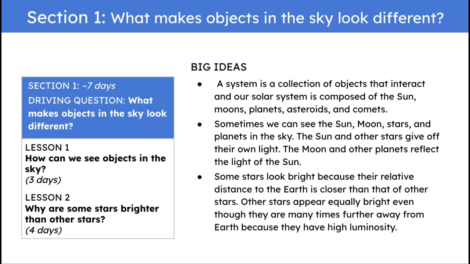Some stars look bright because their relative distance to Earth is closer than that of other stars. Other stars appear equally bright even though they are many times farther away from Earth because they have high luminosity. Section 1 should take about 7 days to complete.